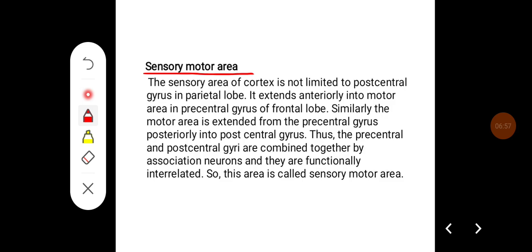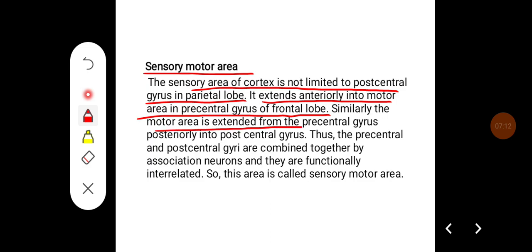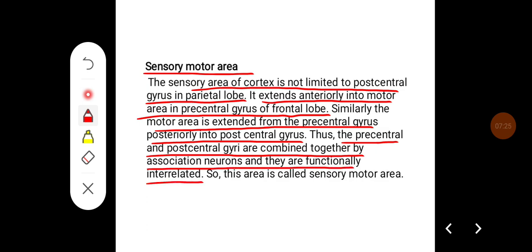So, the sensory motor area. This sensory area of cortex is not limited to the postcentral gyrus in the parietal lobe. It extends anteriorly into the motor area in the precentral gyrus of the frontal lobe. Similarly, the motor area extends from the precentral gyrus posteriorly into the postcentral gyrus. Thus, precentral and postcentral gyri are combined together by association neurons, and they are functionally interrelated. So, this area is called the sensory motor area.